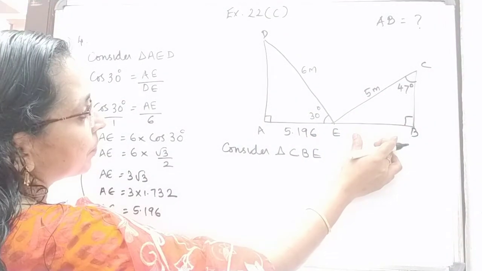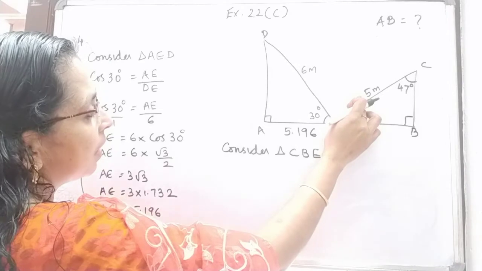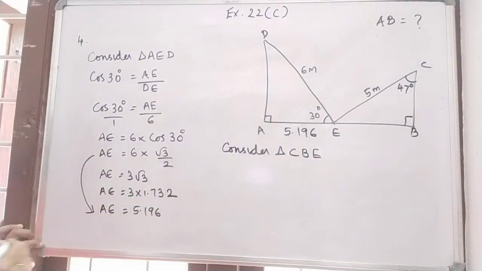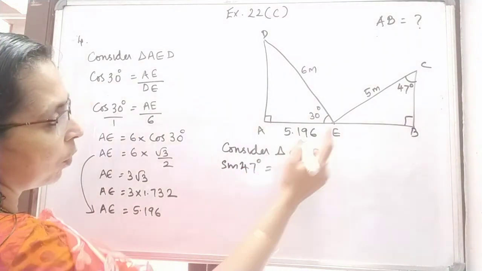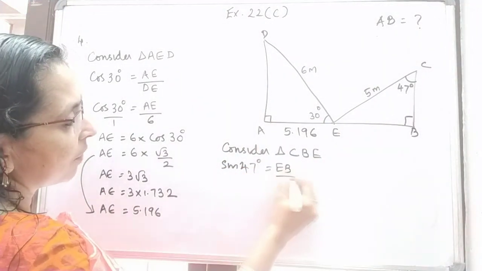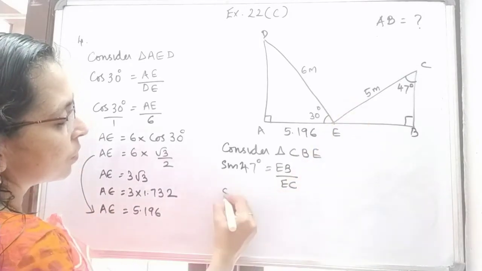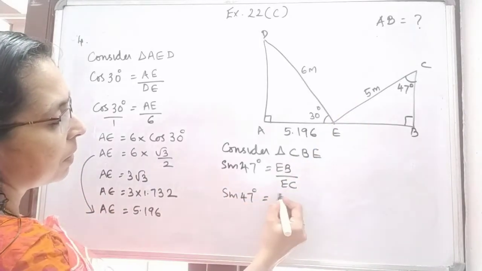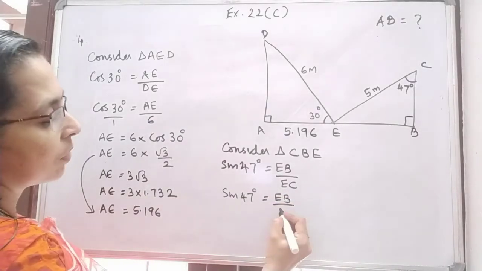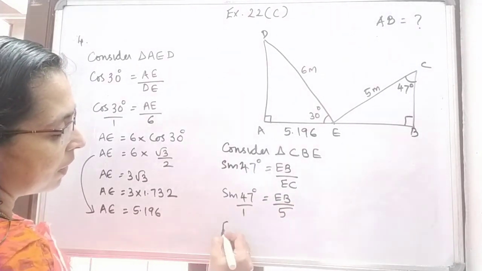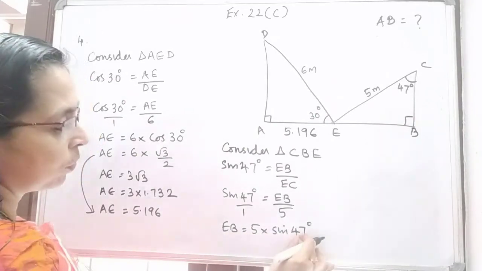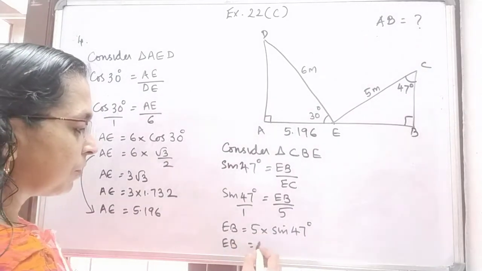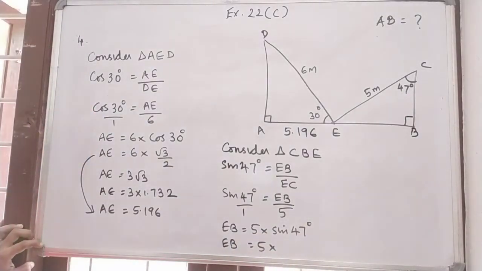We need EB. So EB is opposite and this is the hypotenuse. So what do we have to write? Sine 47. Sine 47 degree is equal to opposite, EB, divided by hypotenuse EC. So sine 47 degree is equal to EB, which we have to find out, over EC, which is given in the question as 5. Cross multiply. EB will be 5 into sine 47 degree. We don't know the value, so from the table we have to find the value of sine 47. Sine 47 is 0.7314.